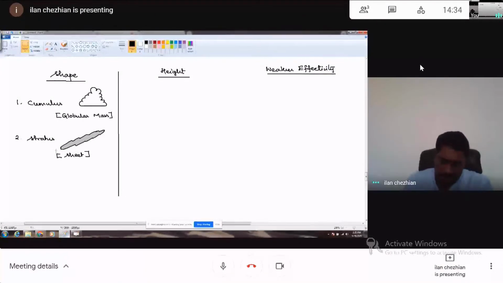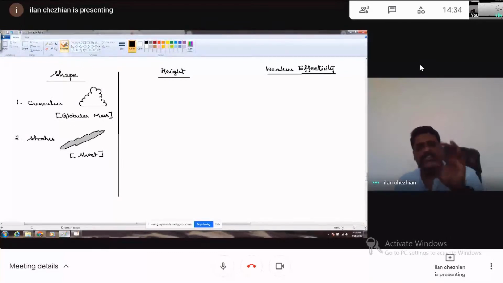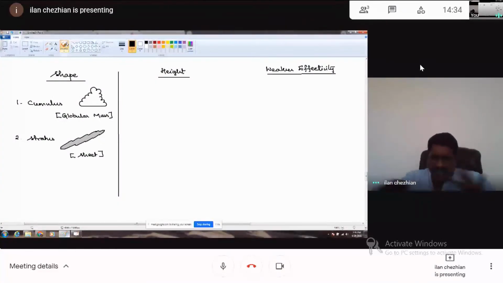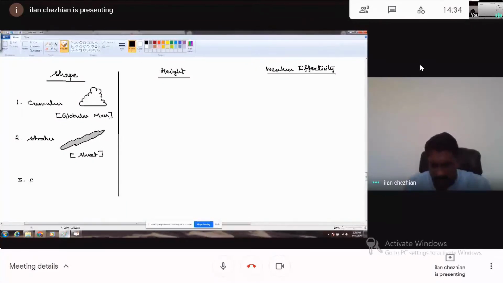Cumulus cloud is a vertical cloud. Stratus cloud is a horizontal cloud. It spreads like a sheet. The third category of cloud, my friend, we call what? Cirrus cloud.